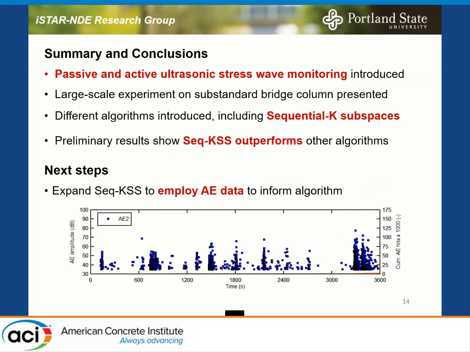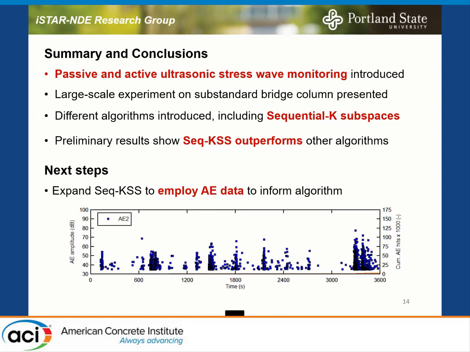Okay, so just to summarize, I introduced this idea of active and passive ultrasonic monitoring. Here we showed it on a large scale experiment where we wanted to see if we could cluster the signals that we get, and that they line up with the evolution of damage that we see in the column. Again, the idea would be if an earthquake happens and you have this network embedded, you might be able to tell something about the condition. If the member is not accessible, that might be a really nice thing to have. We looked at some different algorithms, from very simple to this sequential K-subspaces, which is work in progress. And we showed that this initial setup really outperformed the other algorithms.